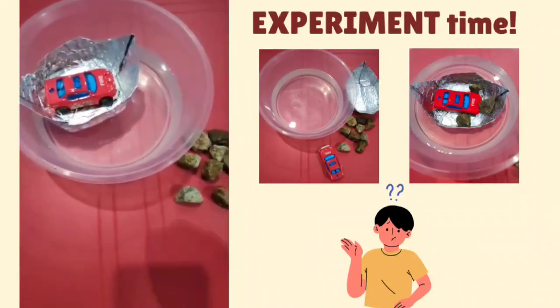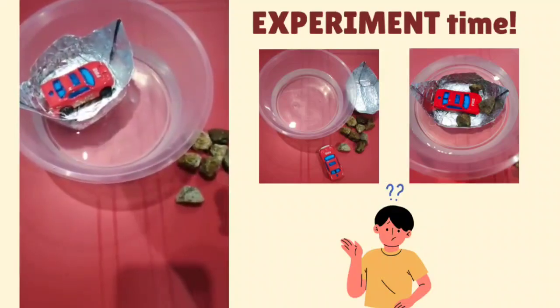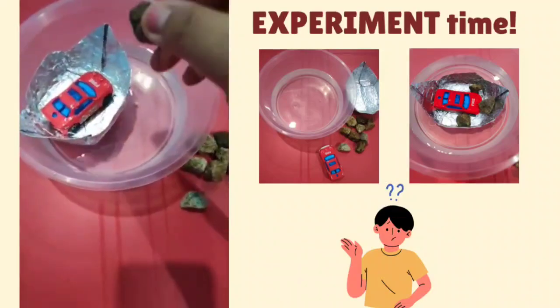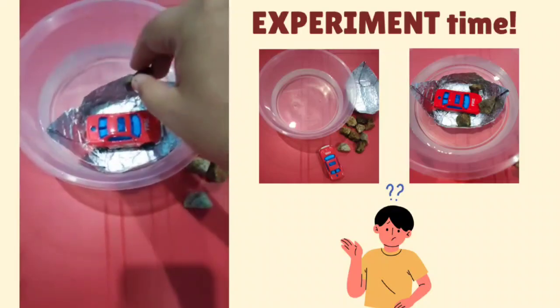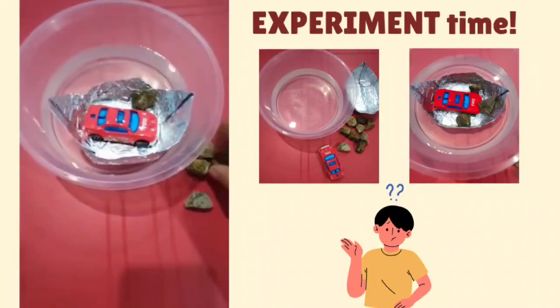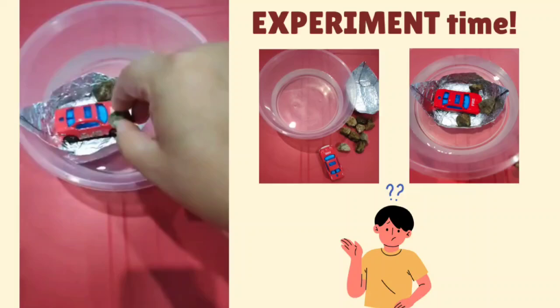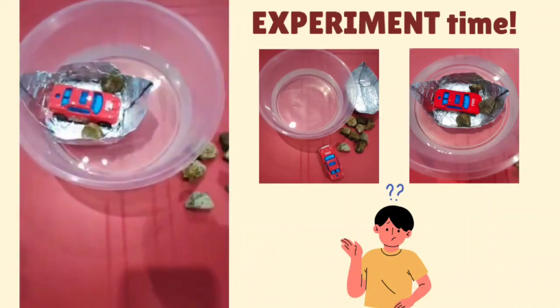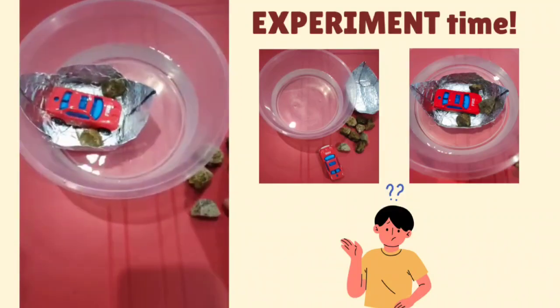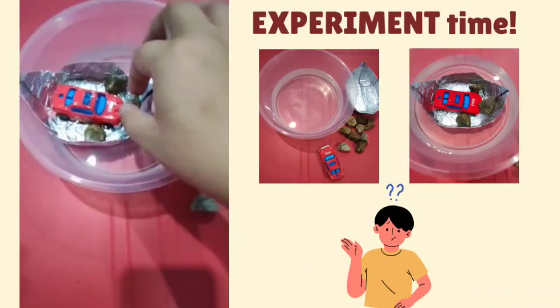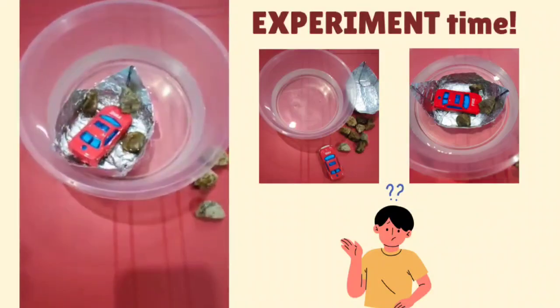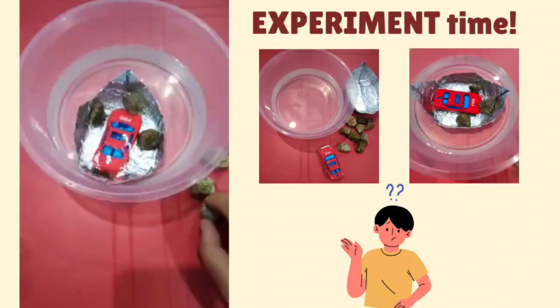Now, I will slowly add small rocks into the foil board. These rocks represent cargo carried by a ship. Like this. As I added more rocks, we can see that the board begins to sink deeper into the water.